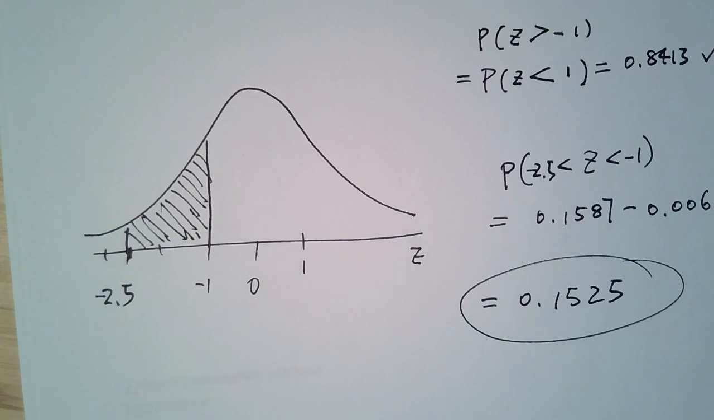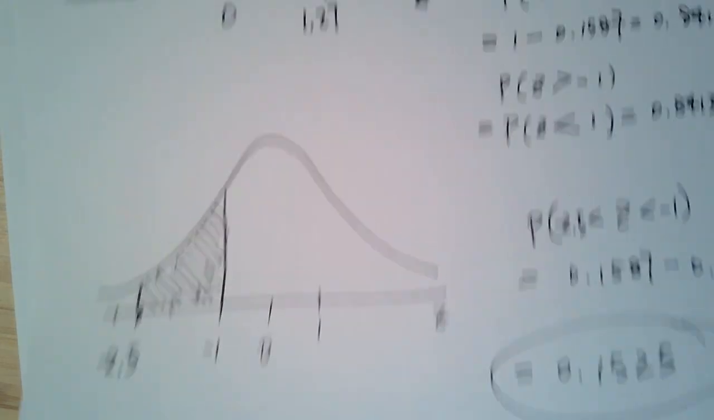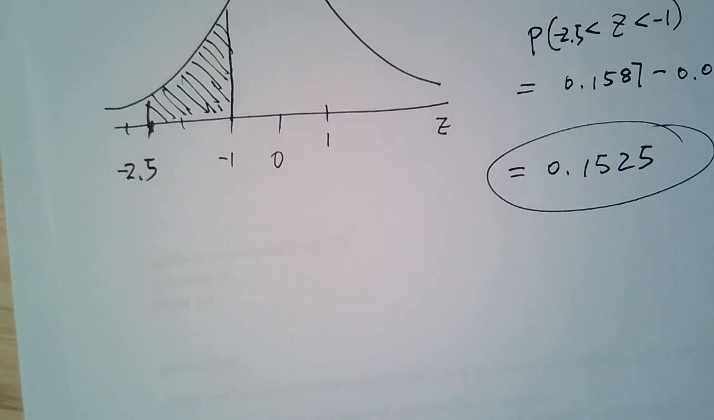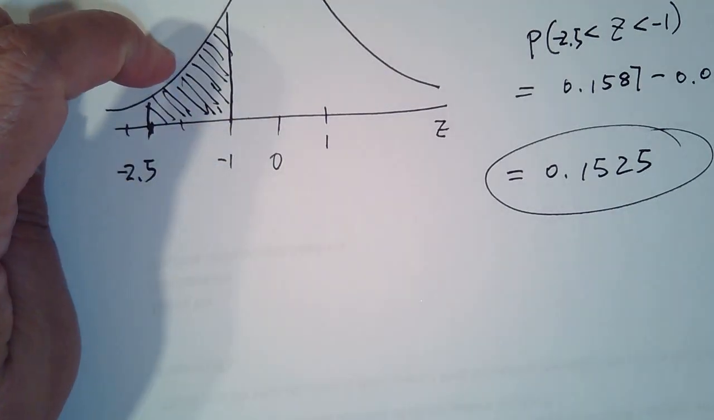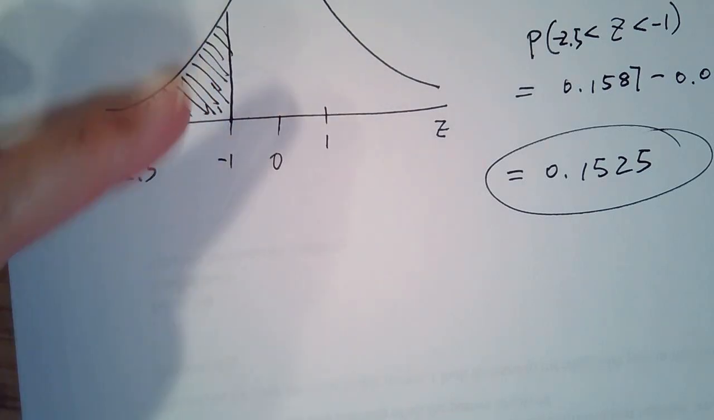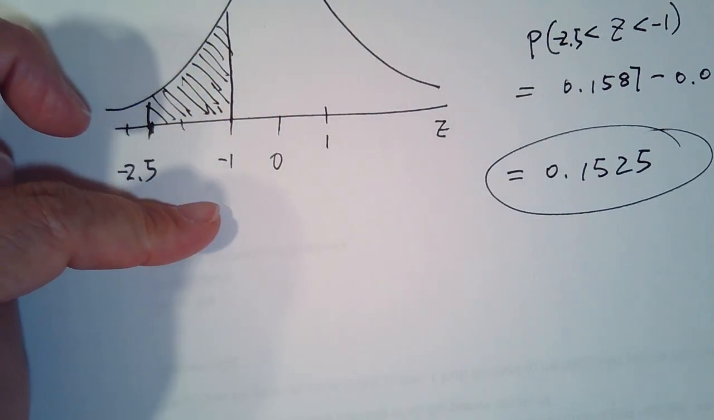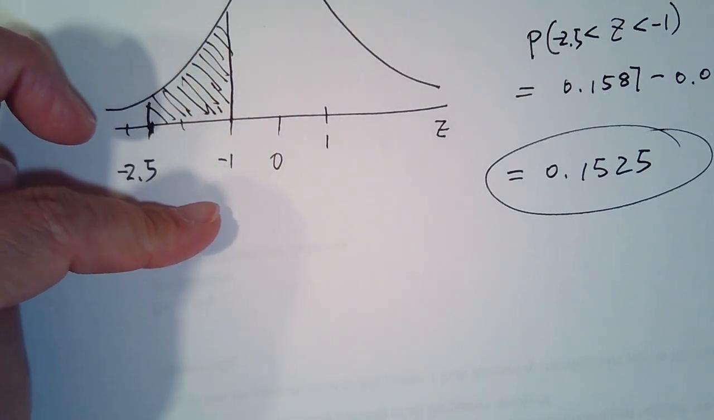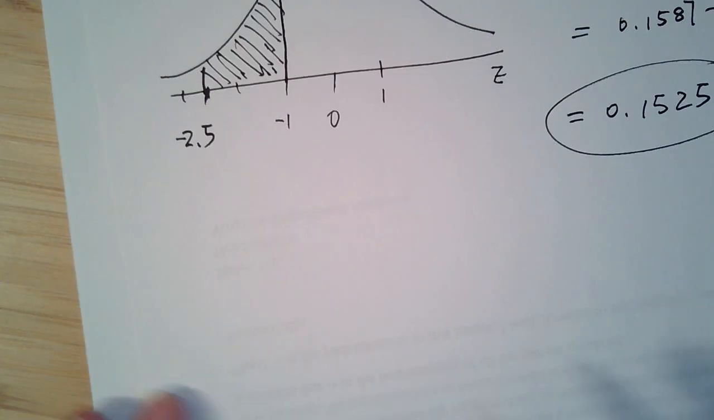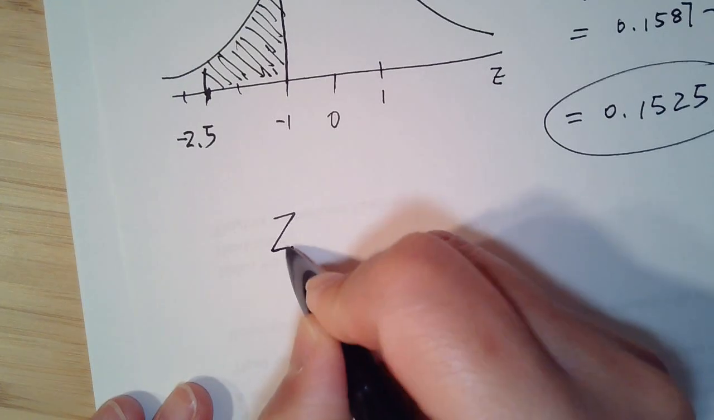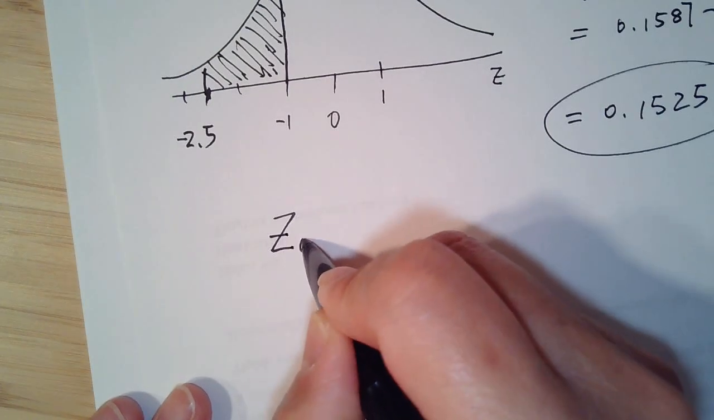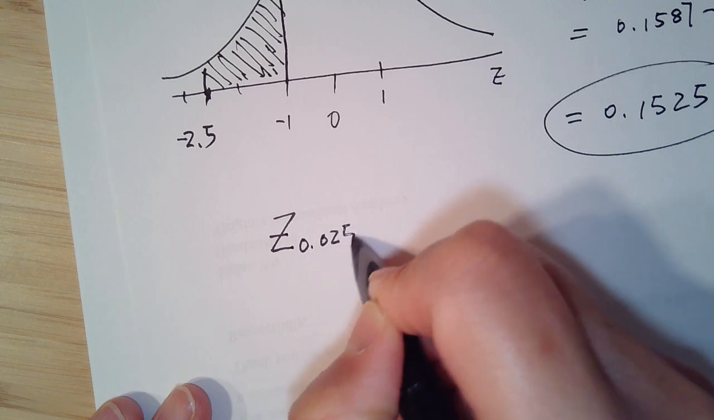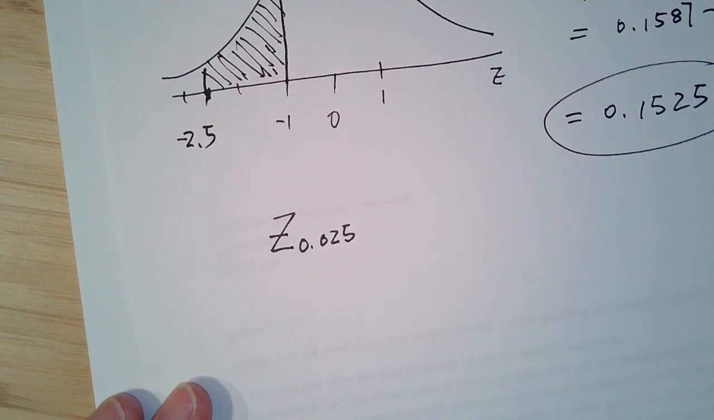Okay. All right. Now we learned how to go from the z-score to find the probability. Can we go from the probability back down to find the z-score? How do you find the z-score? Now I give you a little note: z sub 0.25. What does this little number at the bottom mean?